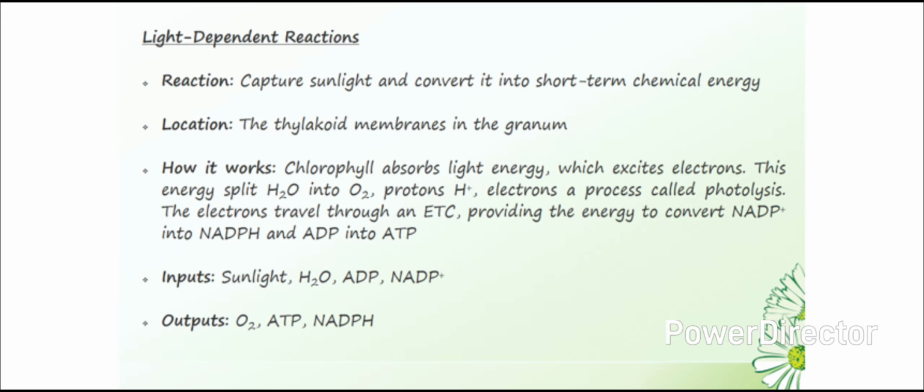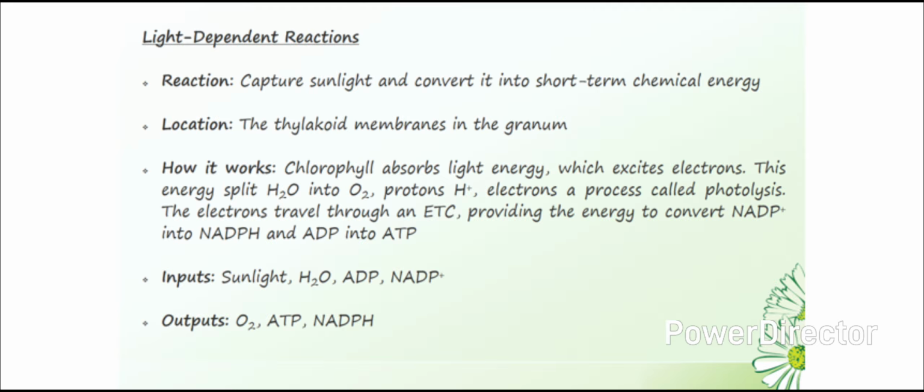Now, coming back to some of the important points of light dependent reactions. Reaction: capture sunlight and convert it into short-term chemical energy. Location: the thylakoid membrane in the granum, that is the stack of thylakoids within the chloroplast. How it works: chlorophyll absorbs light energy which excites electrons. This energy drives the splitting of water molecules into oxygen, protons and electrons, and this process is called photolysis.